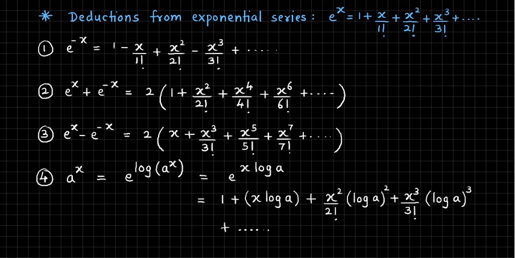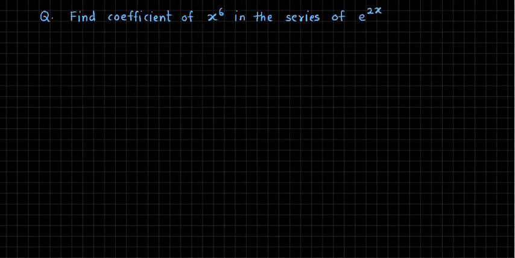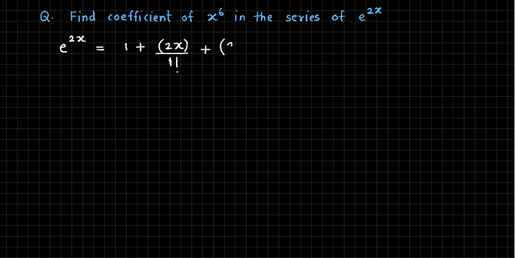Now let us solve one question based on this. Here we have to find the coefficient of x raised to 6 in the series of e raised to 2x. So we have to write the exponential series for e raised to 2x. Using the formula we have 1 plus, in place of x we write 2x, so that will give us 2x upon 1 factorial plus 2x the whole square upon 2 factorial and so on.